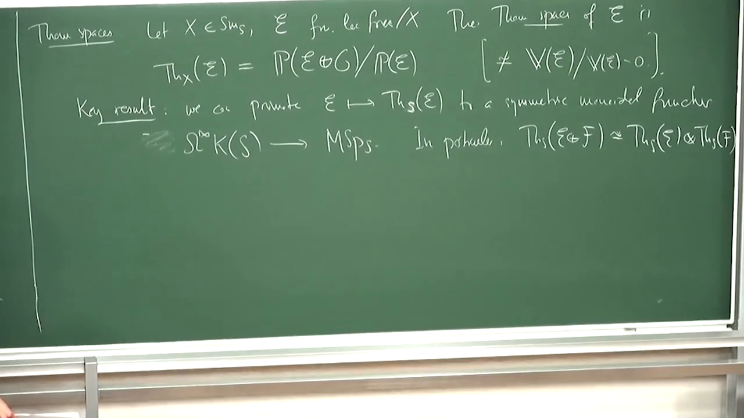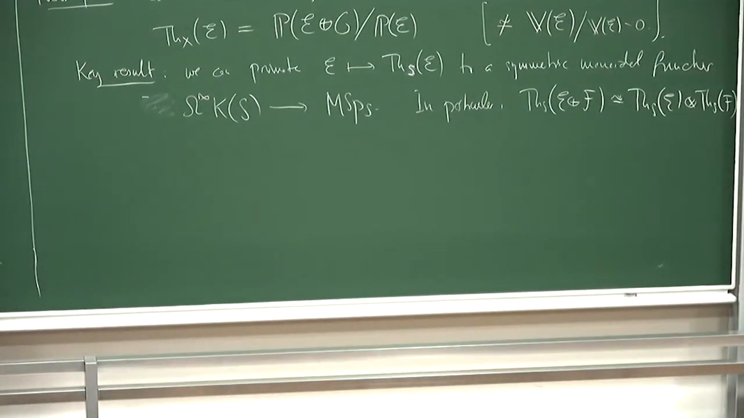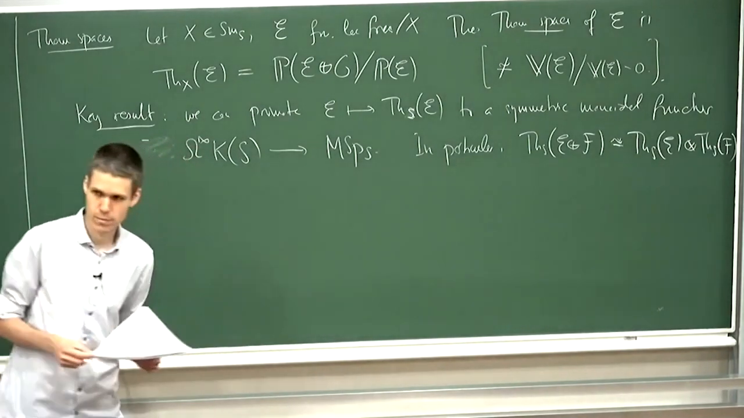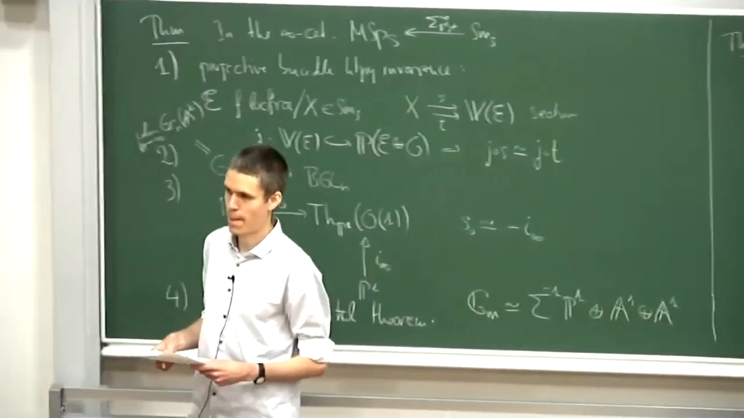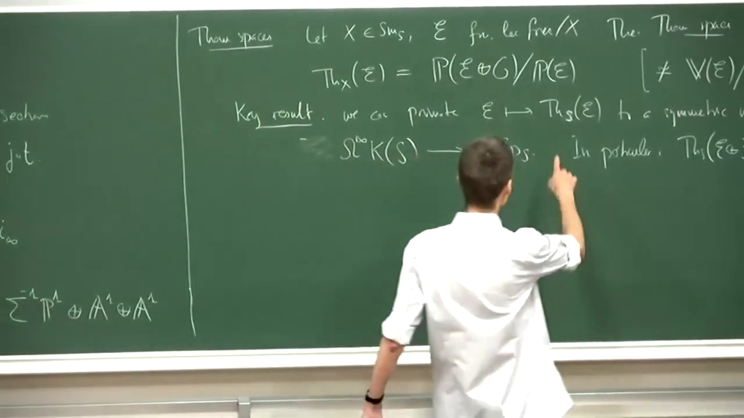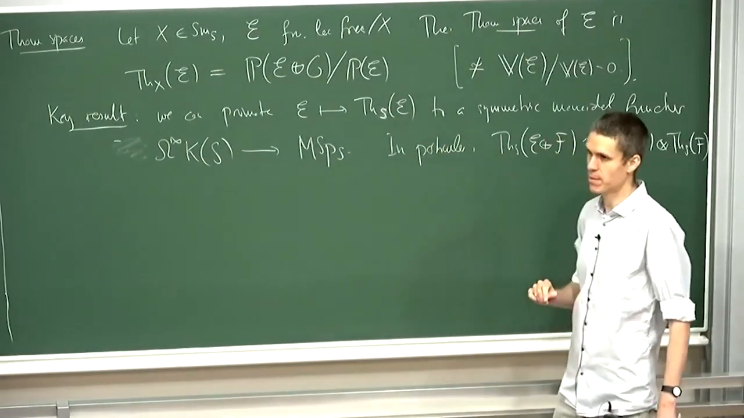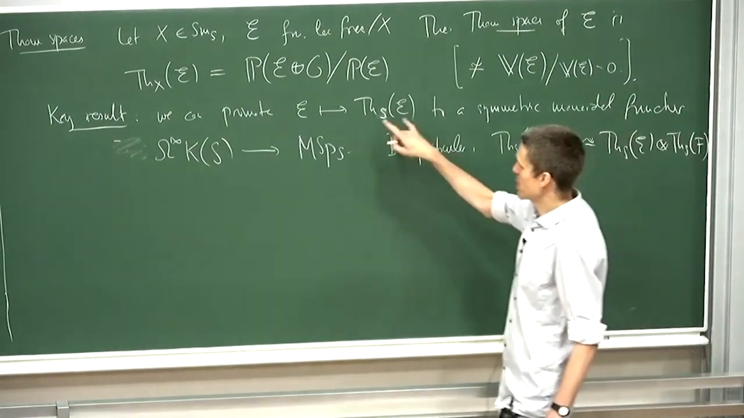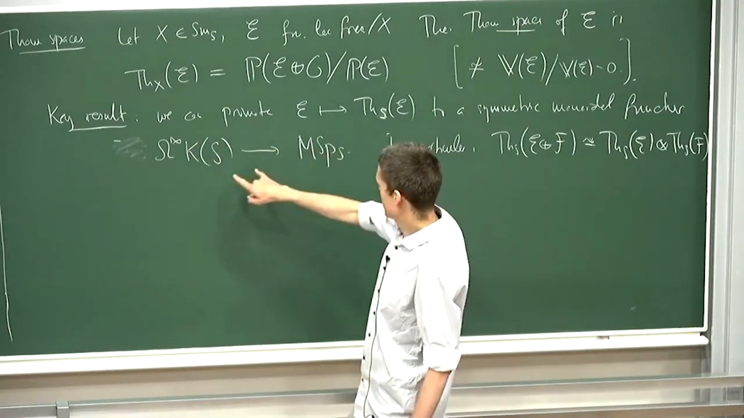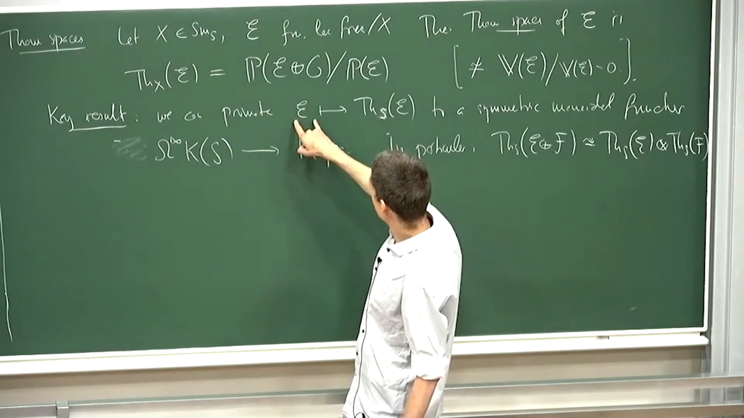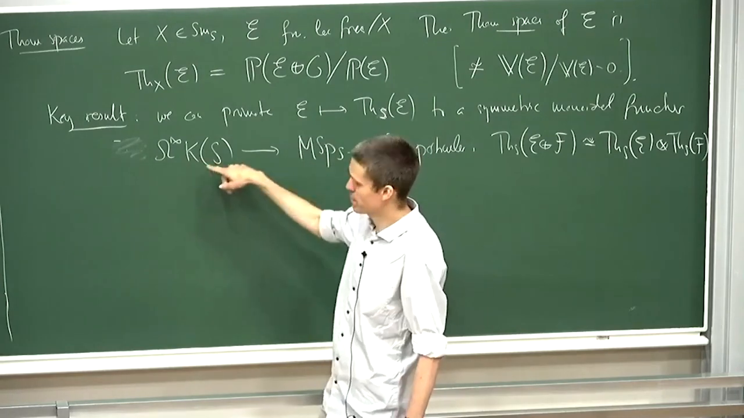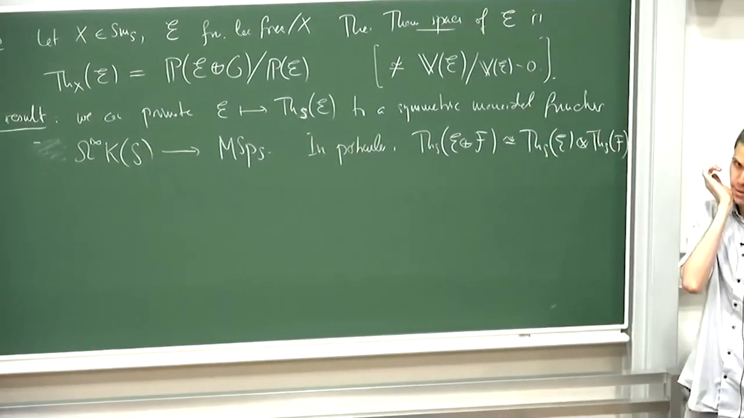Cool. Yes, these Thom spaces of S, they are all invertible. This is true, which is how you get a map out of K-theory. So really, you first get a symmetric monoidal functor from the groupoid of these finite locally free sheaves to MSp. But because these are invertible, it will factor through K-theory. So this works.